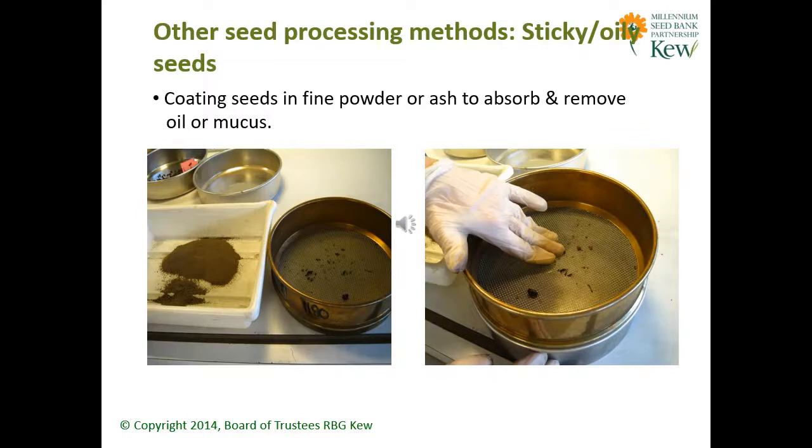Some seeds are covered in a sticky or oily substance, which can make it much harder to process. If you coat the seeds in a fine powder or ash, this will help absorb and remove the excess oil or mucus. If you're going to use talcum powder to separate the seeds, make sure it's unscented due to the chemicals in it. If you're going to use ash, it's not harmful to the seeds and it will not damage your equipment, and in the case of oily seeds, will absorb the excess oil. The oil-soaked ash can then be rubbed off in a sieve or with a cloth, leaving clean seeds.